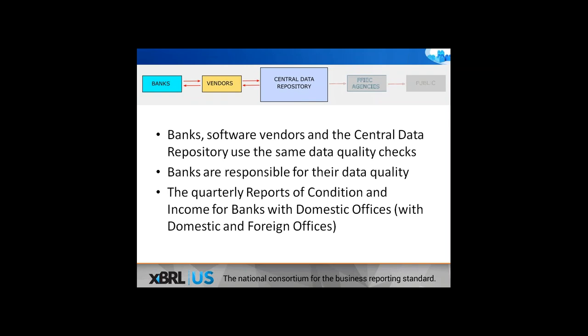Before XBRL, financial analysts had to, quote unquote, call the banks for data corrections as there were numerous data errors. This is why the report is actually called the call report instead of the reports of condition and income for banks with domestic offices and foreign offices, because analysts always had to contact the banks for data correction. Next slide, please.